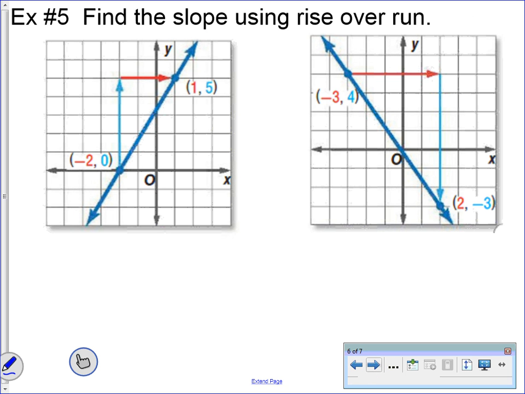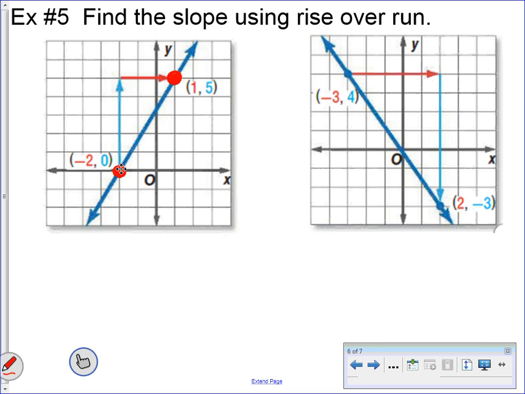Now, if you look here, I'm going to show you how to count the squares and do rise over run to find the slope of a line. So if you look at the first one, there's a point at -2, 0. There's another point on the graph at 1, 5.